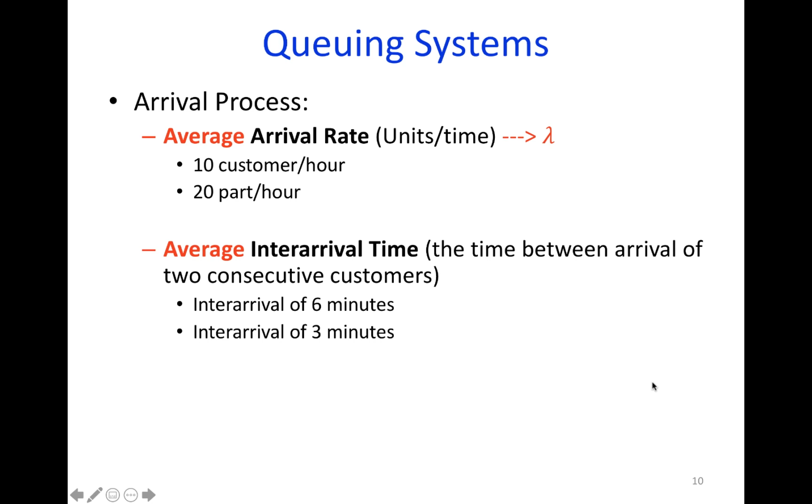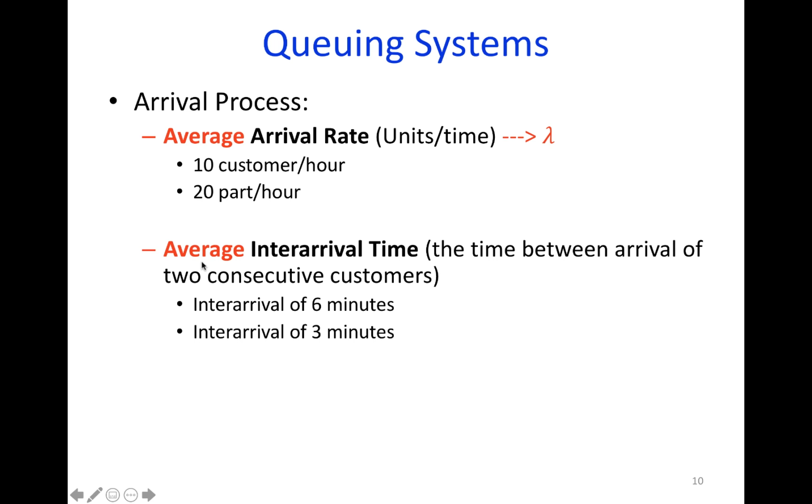In those scenarios, you see the keyword average next to the arrival rate or interarrival time. So when you read the problem statement, you have to look for the keyword average. For example, if I tell you the average interarrival time is 6 minutes, if you see the keyword average, that means the interarrival time is random.